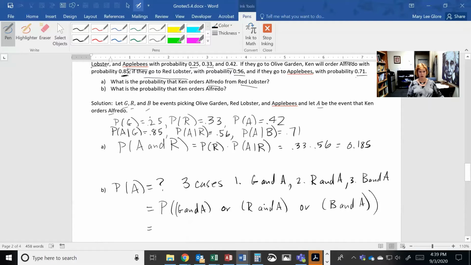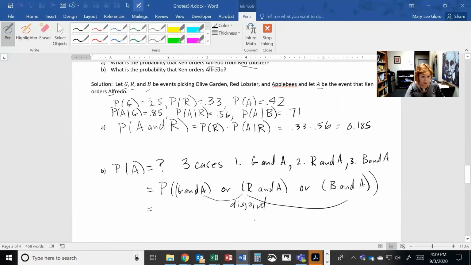Now, are these disjoint? Is Olive Garden and Alfredo disjoint from Red Lobster and Alfredo? The question is, on one given night, can I do both of these? I guess he could go to 2 restaurants, but it only says I choose 1 restaurant with these probabilities. There's no event where I choose 2 restaurants and go to 2 restaurants. So all 3 of these are disjoint. Only one of those can happen.